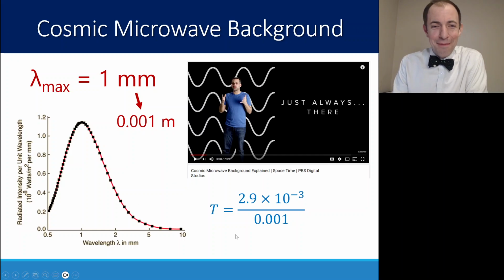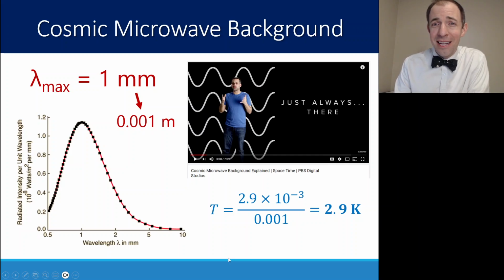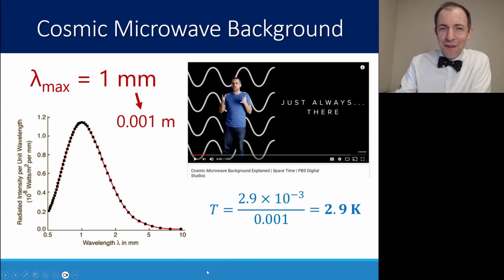This temperature can be found and calculated. Here we are seeing that it is about 2.9 Kelvin. So a little bit less than 3 Kelvin is the temperature of our universe.